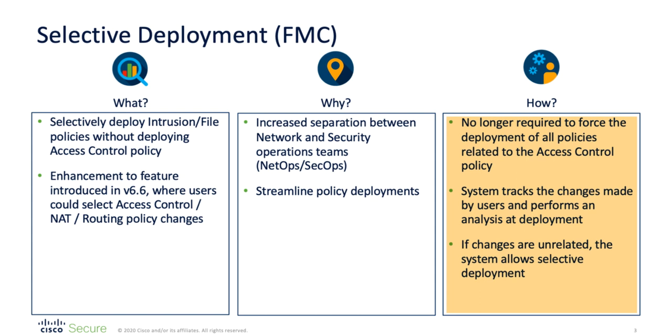To accomplish this, the system tracks the changes that are being made and performs an analysis at the time of deployment to determine if selective deployment can be used. Of course, there will still be scenarios where a full deployment is required. For example, removing an intrusion policy from an access control rule. The system will notify you when a full deployment is required. Now let's take a look at a demo.